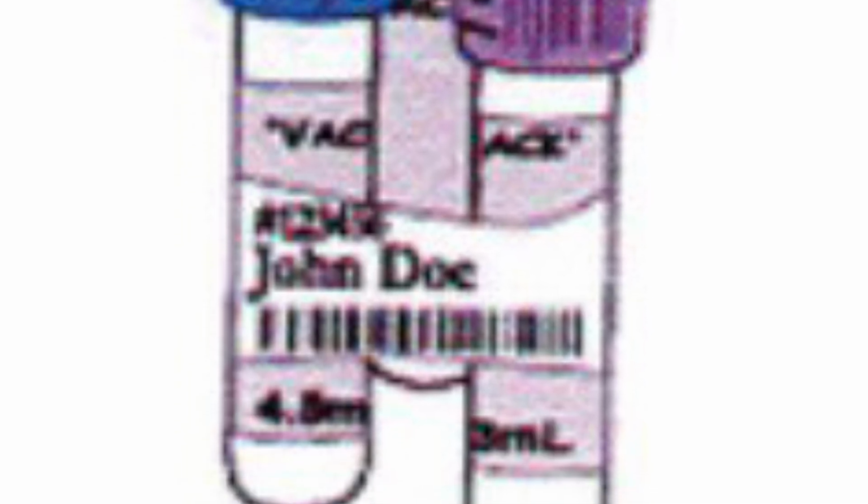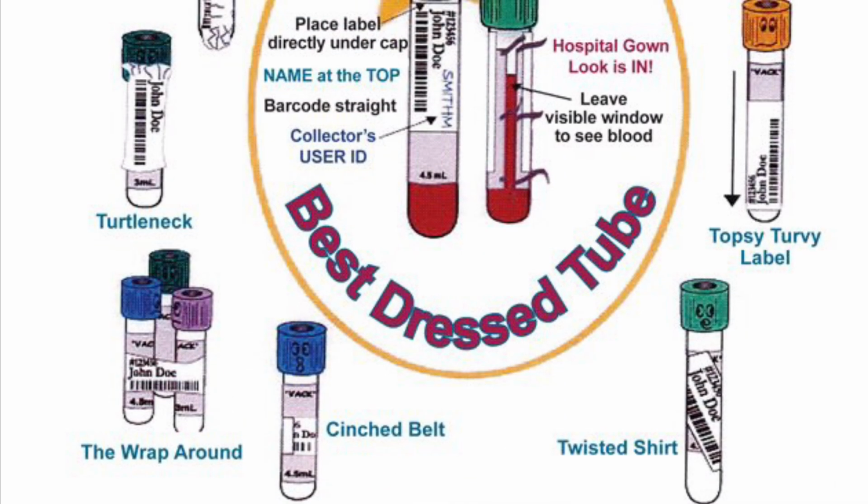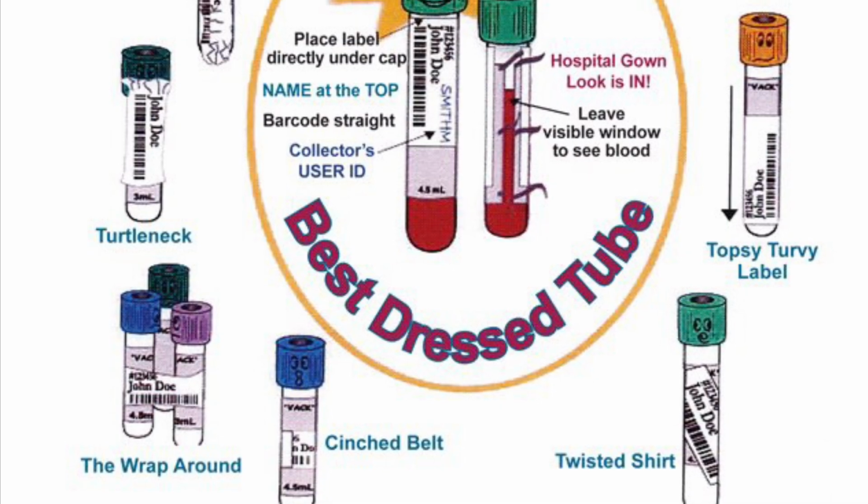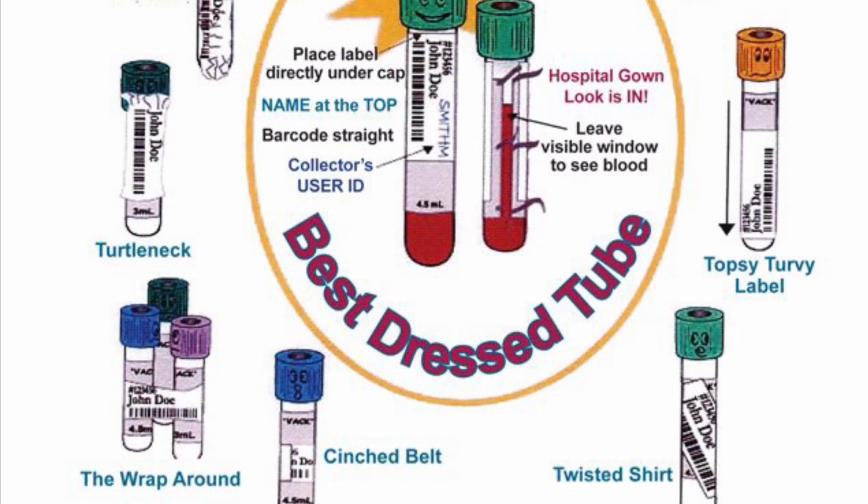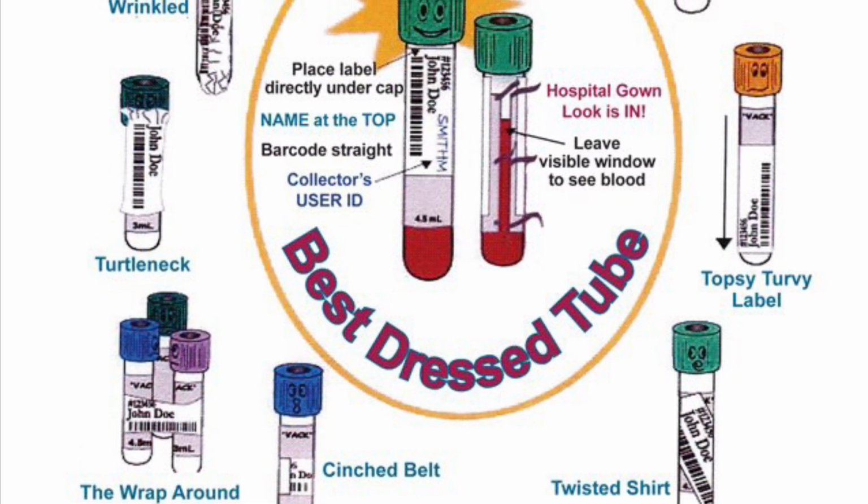Finally, the turtleneck tube has a label placed too high, covering the top portion of the tube near the cap. Labels placed this high can interfere with automated equipment and prevent proper identification during processing. Overall, it is important to understand how to properly label specimens in order to help the laboratory workflow. Now back to the case study.